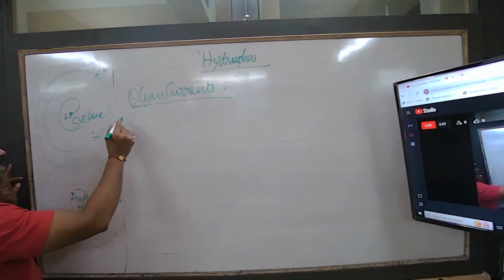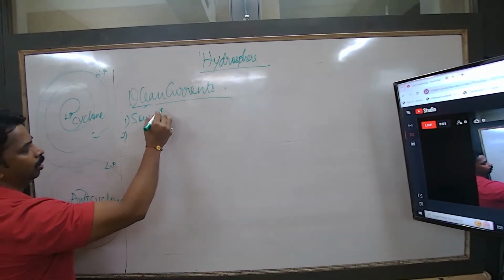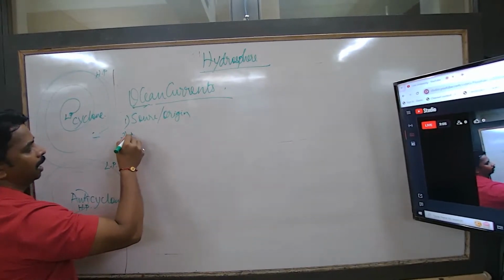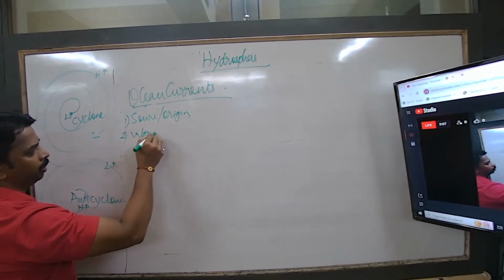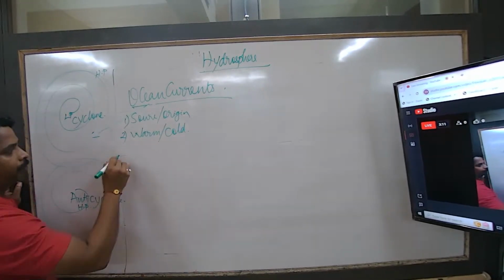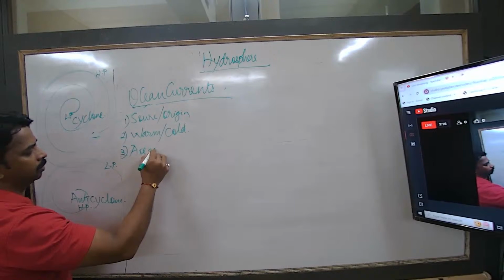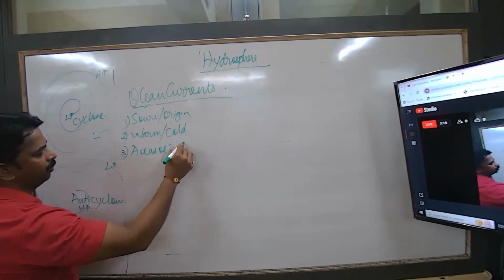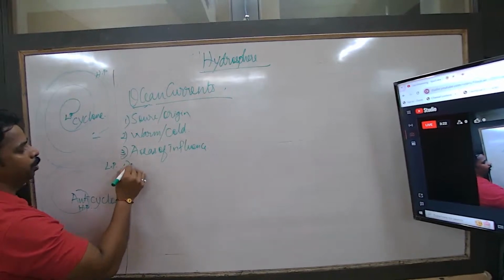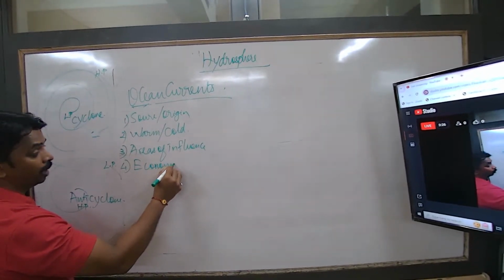Now what do we do first with currents? Where does the source start? Or I can say origin. Correct? Second, whether it is a warm or a cold current, it is already mentioned. Then we will be studying areas of influence. And what is its economic importance? In economic importance, you only have to remember two paragraphs or two points.